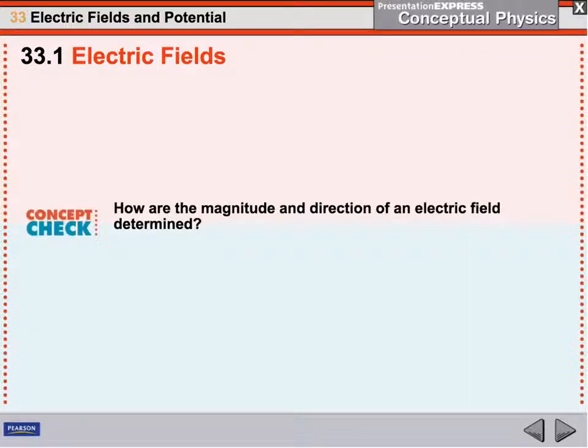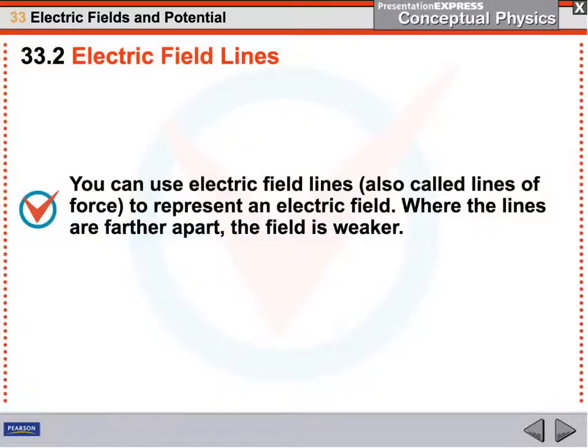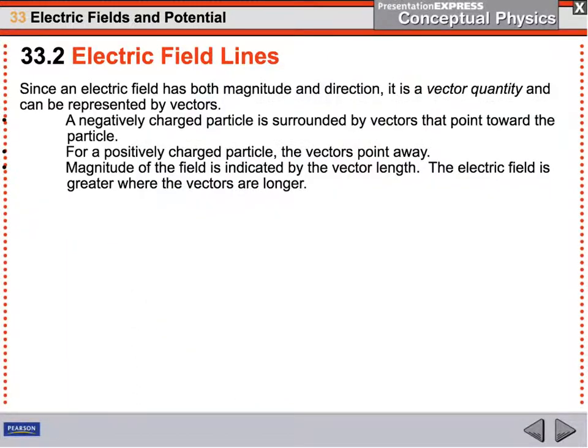How are magnitude and direction of electric field determined? You can use electric field lines, also called lines of force, to represent an electric field. Where the lines are further apart, the field is weaker. Since an electric field has both magnitude and direction, it is a vector quantity and can be represented by vectors. A negatively charged particle is surrounded by vectors that point towards the particle. For a positively charged particle, the vectors point away. Magnitude of the field is indicated by the vector length. The electric field is greater where the vectors are longer.